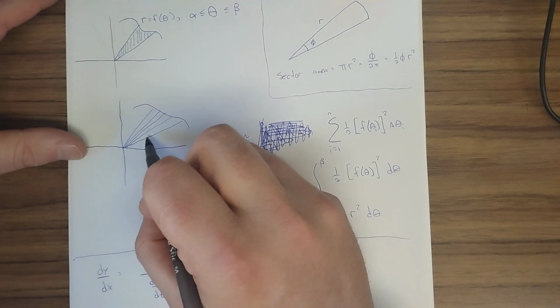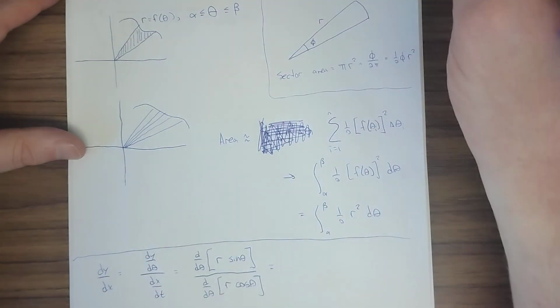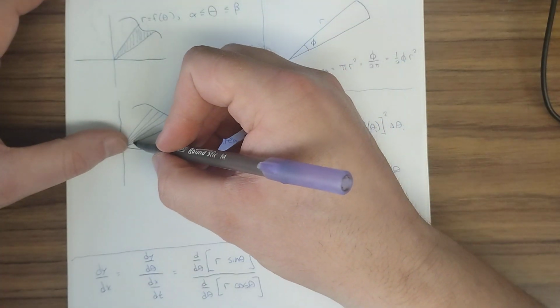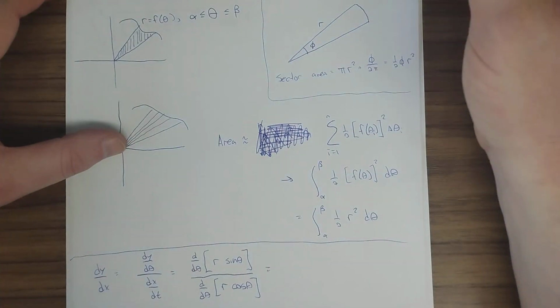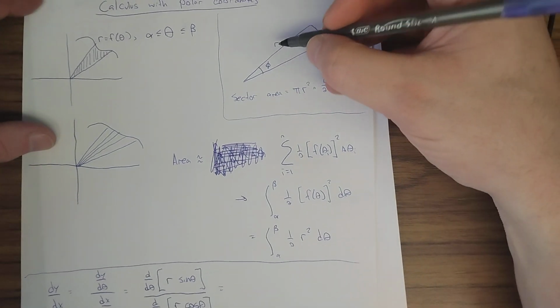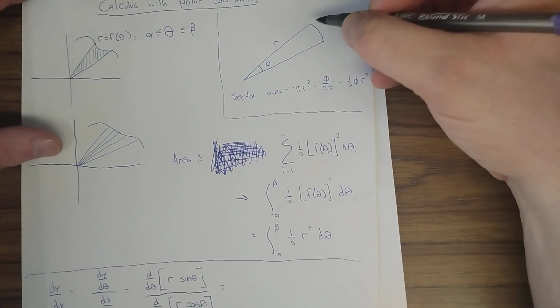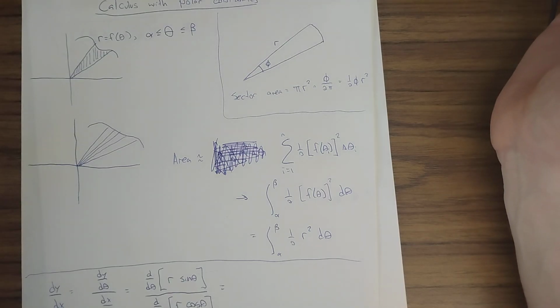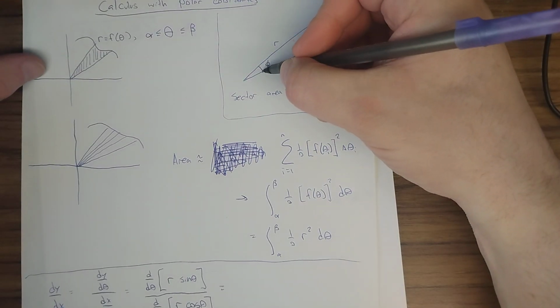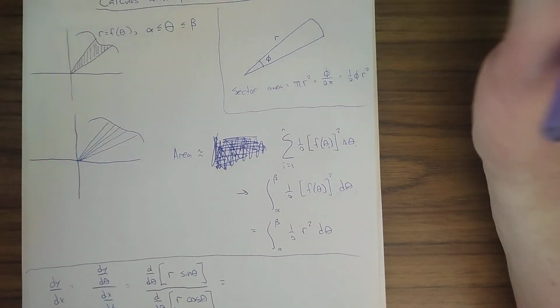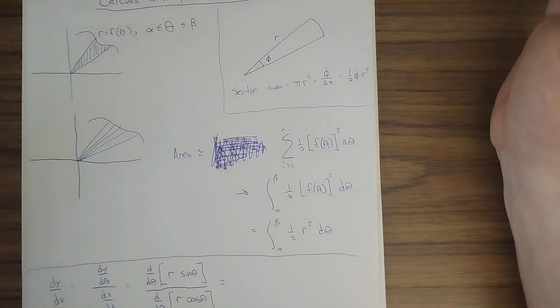First of all, if I draw this, basically each piece, especially if these pieces are very skinny, is almost the sector of a circle. So a sector of a circle is like a slice of pizza, except we're talking about very small angles here. So it's like a skinny slice of pizza.